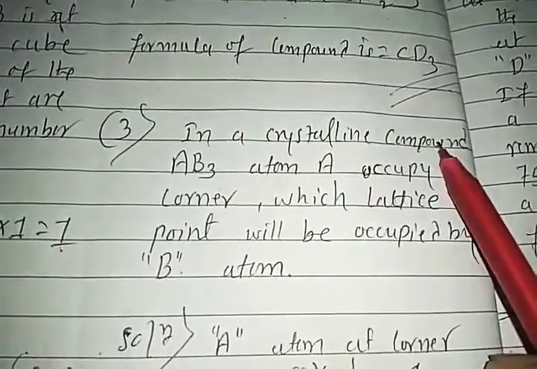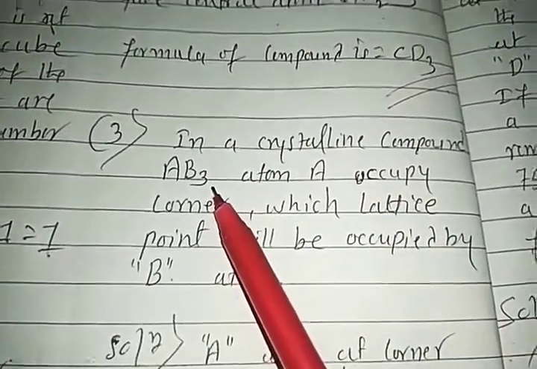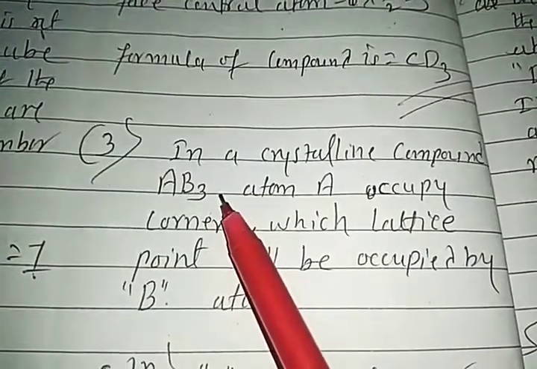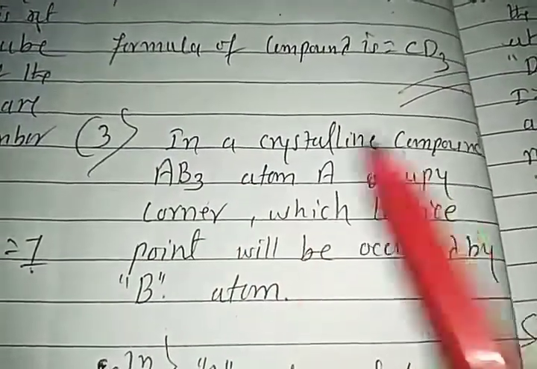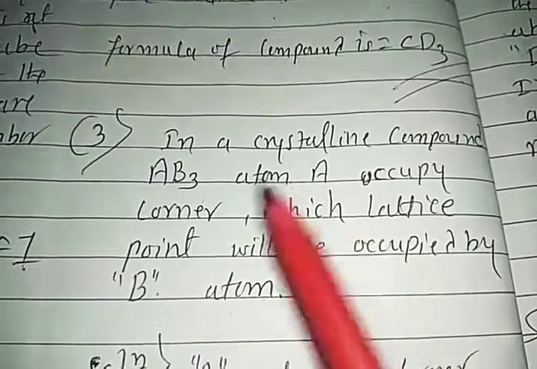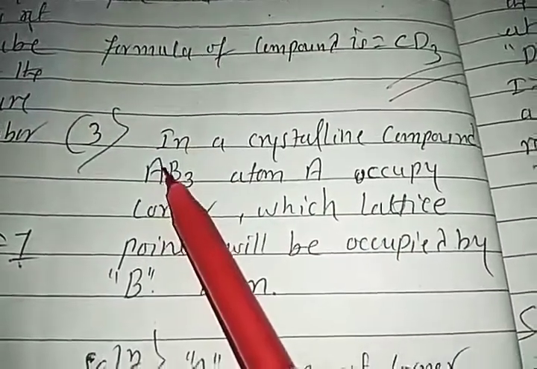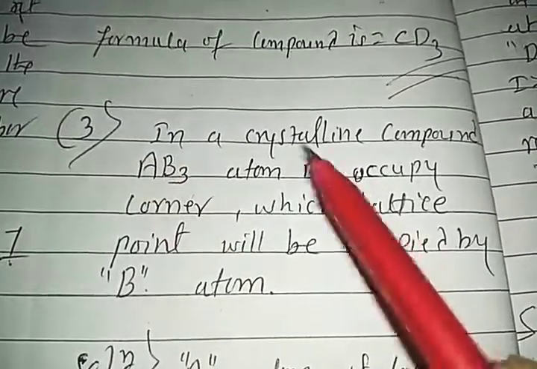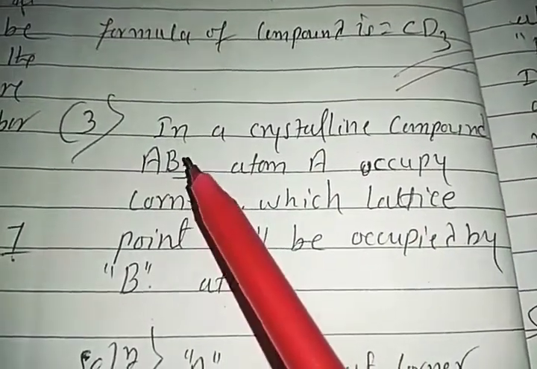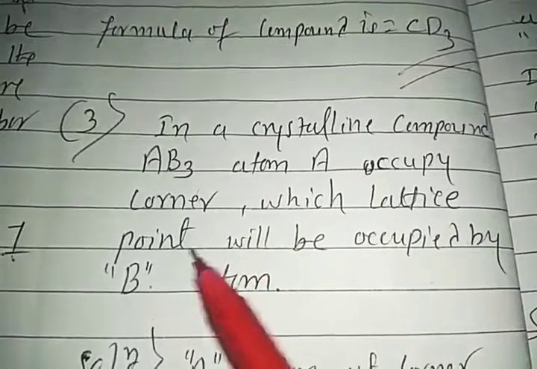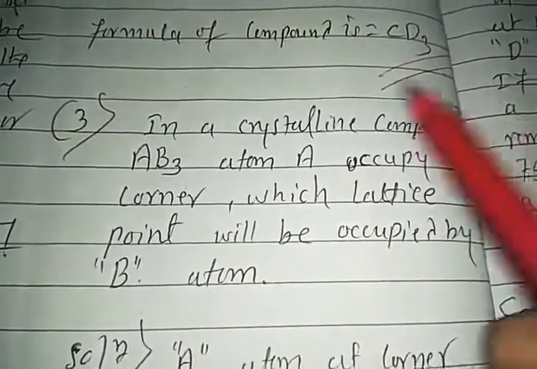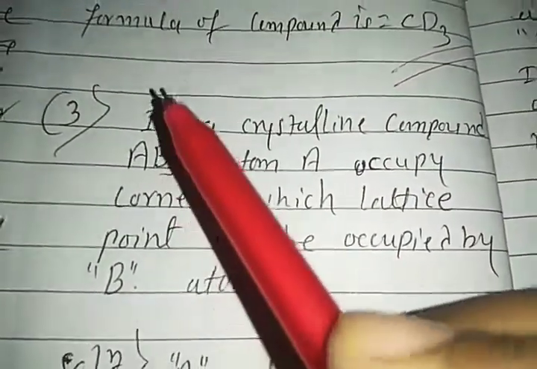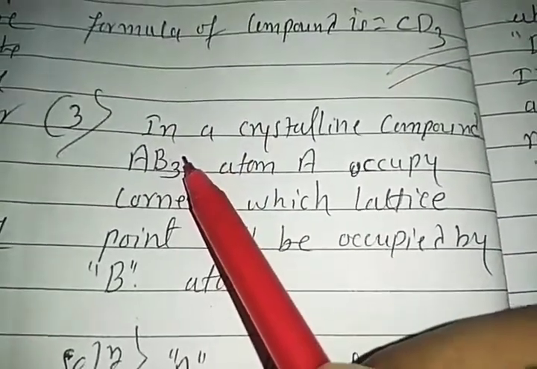In a crystalline compound AB3, atom A occupies the corner of the cube. Out of this AB3, A occupied the corner. Then B must occupy which lattice point? So what is the position of B? Face center, edge center, or body center.